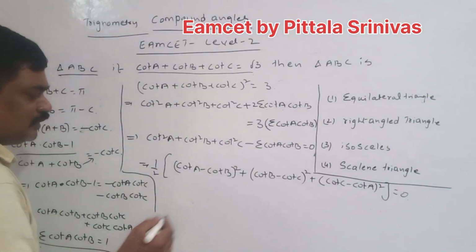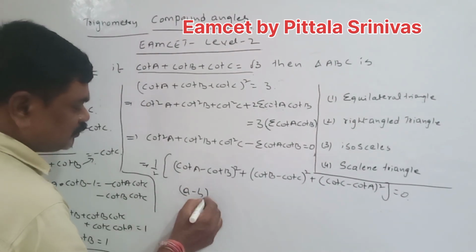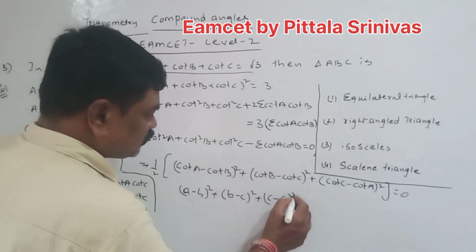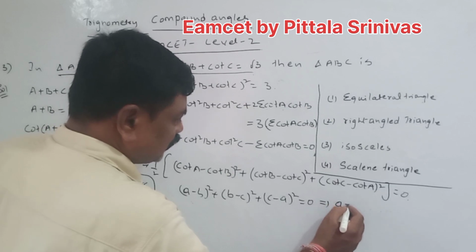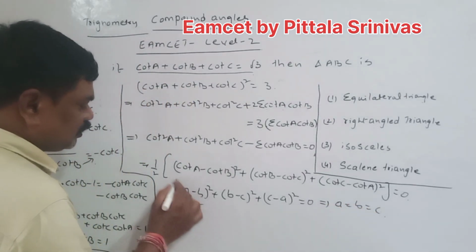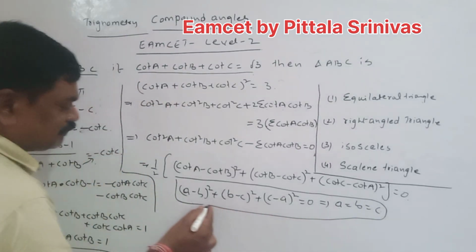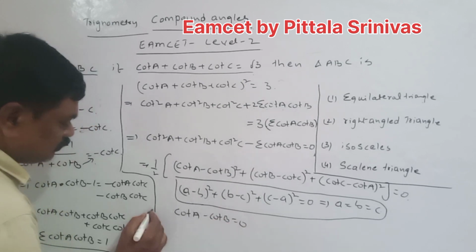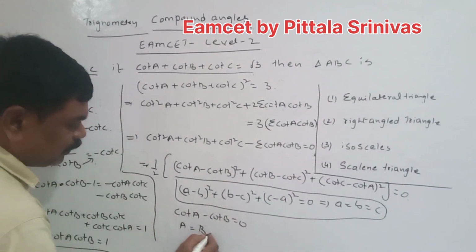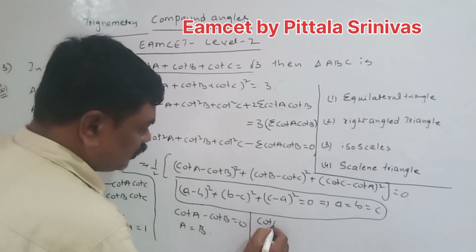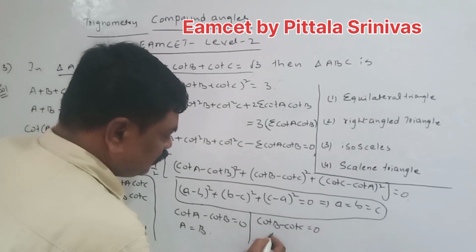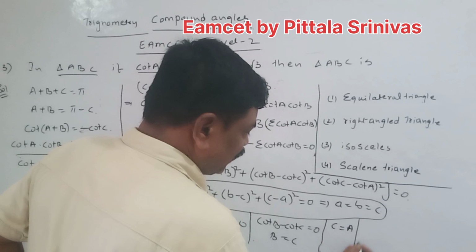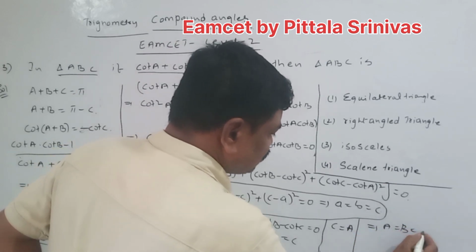You observe here, this is in the form of A minus B whole square plus B minus C whole square plus C minus A whole square equal to 0. That implies A is equal to B is equal to C. So we have used this formula. Then cot A minus cot B is equal to 0, then A is equal to B. Similarly, cot B minus cot C is equal to 0, B is equal to C. Similarly, C is equal to A implies A is equal to B is equal to C.